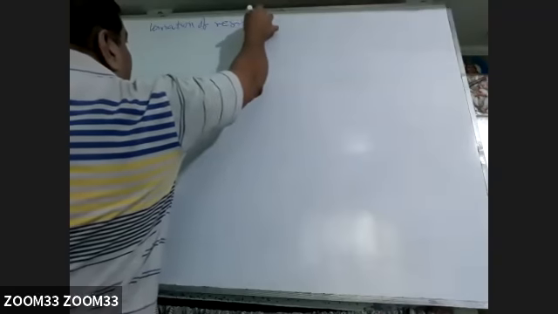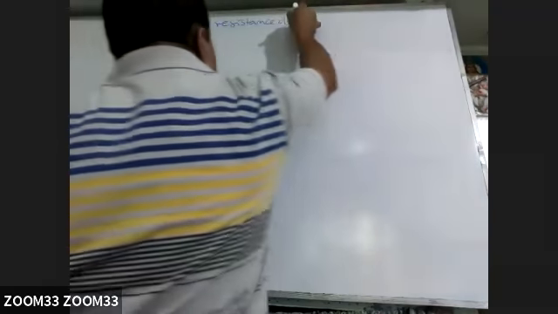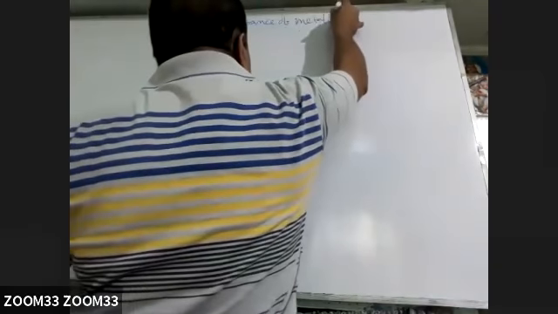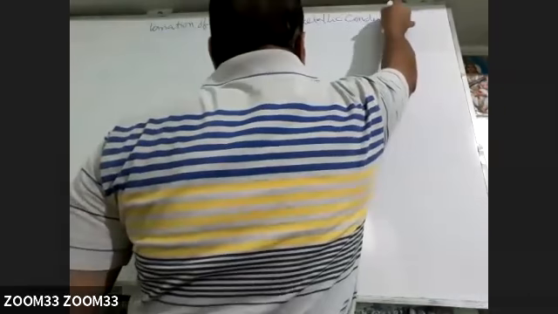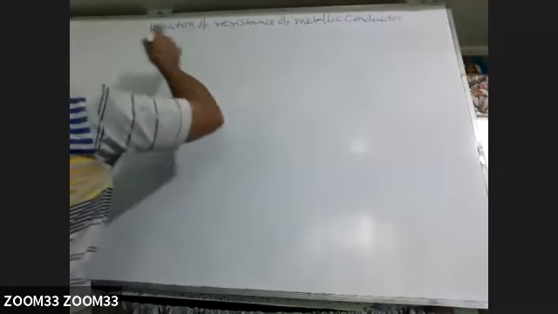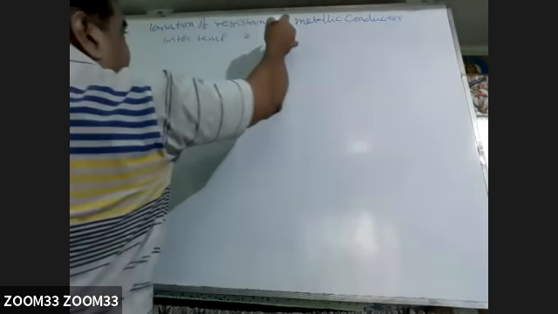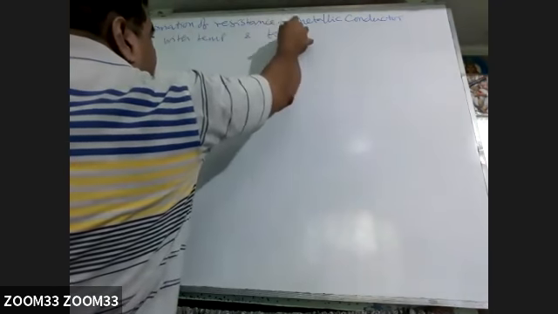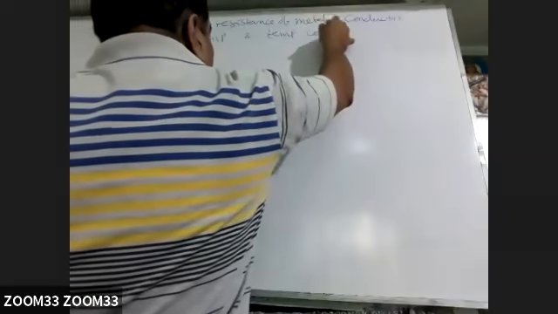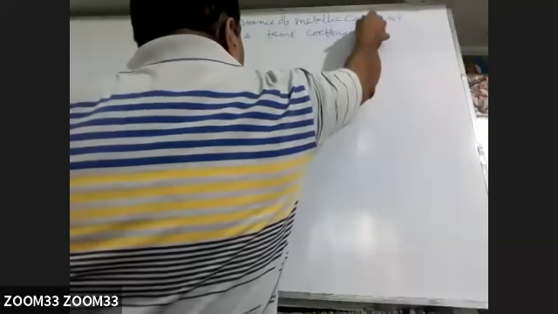So, variation of resistance of metallic conductor with temperature, and we will see what is the meaning of temperature coefficient. Temperature coefficient of resistance we call.